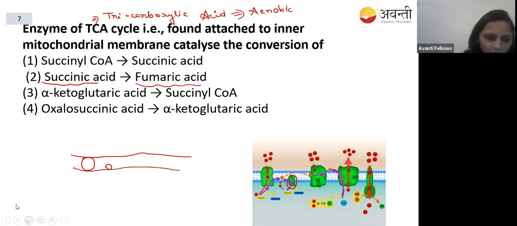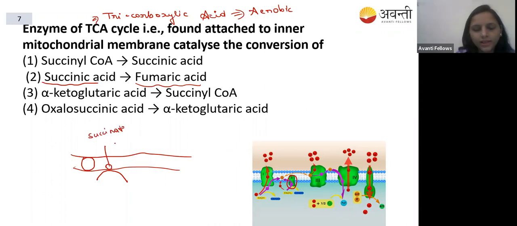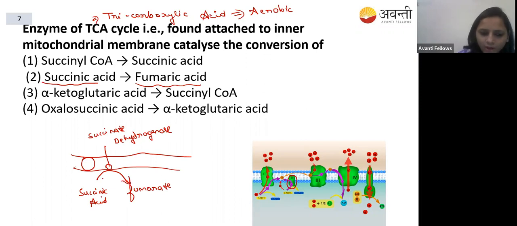In the last class also, when I was solving the question, I told you. So here this enzyme is there, and that enzyme name is succinate dehydrogenase. It helps in the conversion of succinic acid to fumarate, or we will call it fumaric acid. Fumarate. Okay.